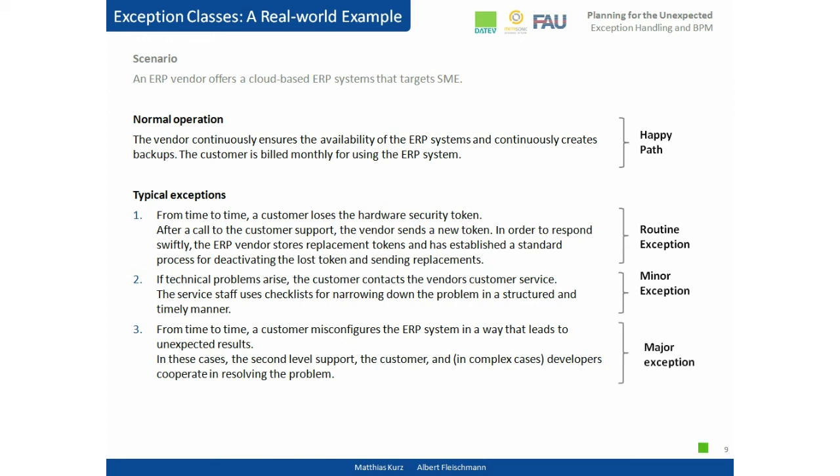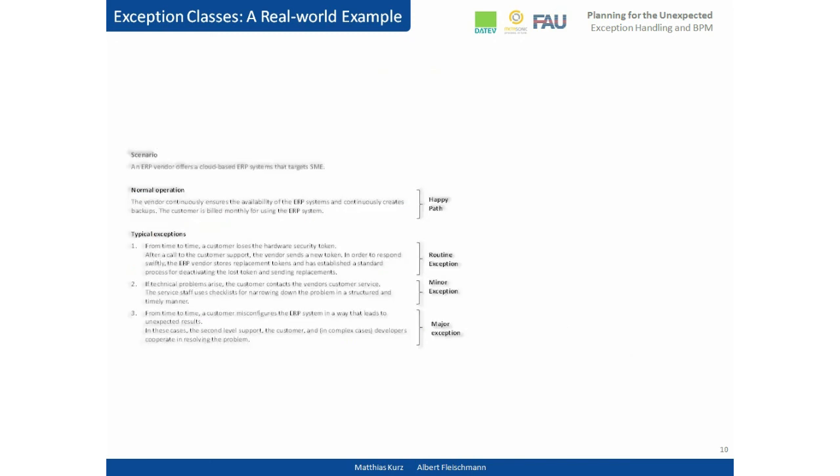In the very rare case of misconfiguring the ERP system, that would be a major exception, because that exception is not expected. The program should not allow such a drastic misconfiguration in the ERP system, and therefore we are speaking of unpredicted exceptions that only allow for the exception type major exceptions. Okay, so that was about the exception types.